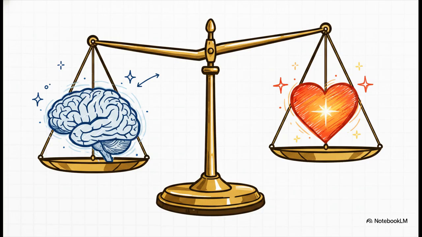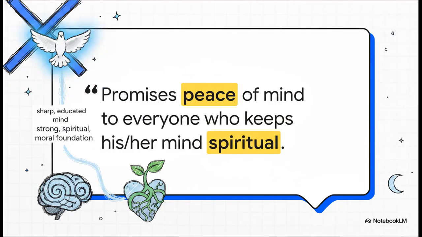Why? Well, because education without morality is ultimately going to lead to hurt. Knowledge is incredibly powerful, for sure, but without a moral compass to guide how we actually use that knowledge, that power can become destructive. It's an unbalanced equation. And this brilliantly illustrates the reward of finding that correct intersection in your own life. According to the text, Romans 8:6-7 promises peace of mind to everyone who keeps their mind spiritual.